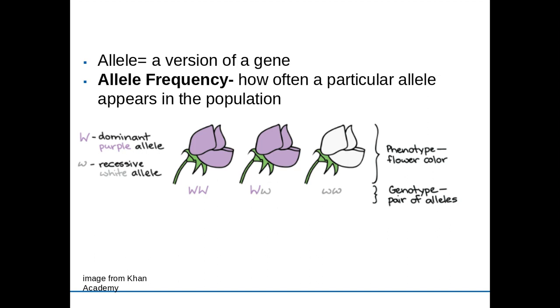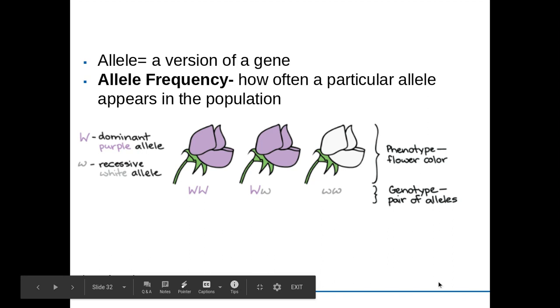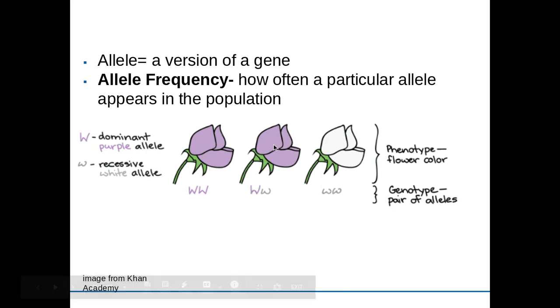And then the allele frequency tells us how often a particular allele appears in the population. So how often are we going to see a big W, or how often will we see a little w? This is different than the genotype and the phenotype, because the genotype is asking about the pairs of alleles, and the phenotype is asking what the physical ramifications of having those allele pairs, those genotypes, are.